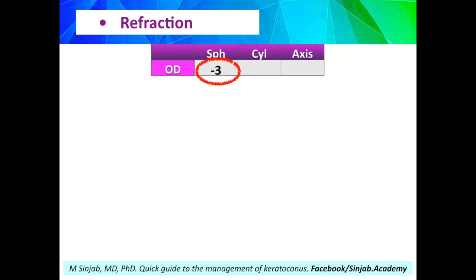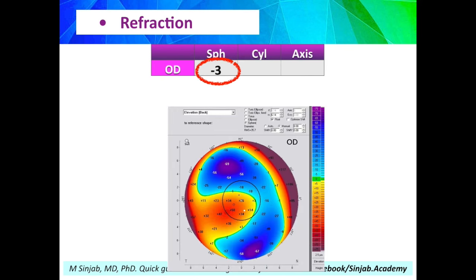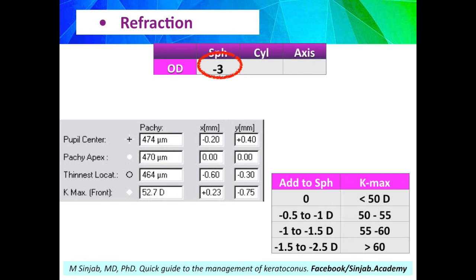First, I want to know whether I need to add the Kmax factor or not. So I go to the posterior elevation map in best fit sphere mode and see what is the classification of the cone. In this case, it is paracentral, so I need to add the Kmax factor. So I look for the value of Kmax and match it with the table of the nomogram. In this case, I have to add -1 diopter, and the final sphere will be -4 diopters.